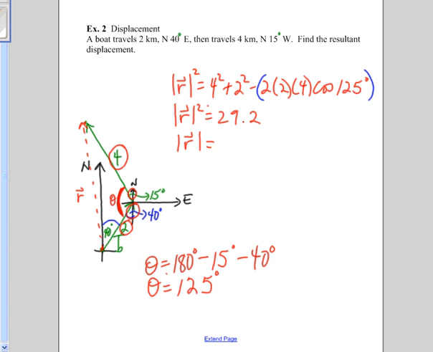The magnitude itself is approximately 5.4 kilometers. Does that look reasonable according to our diagram? I have a 2, a 4, and a longest side of 5.4. Yes, it looks reasonable. We have difficulty finding the direction.